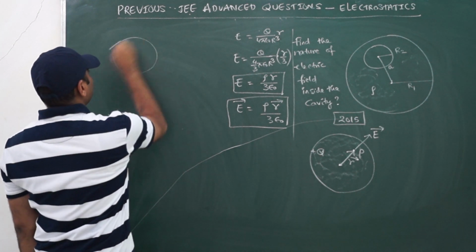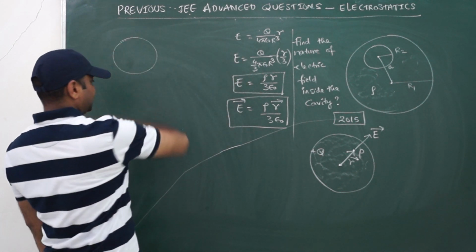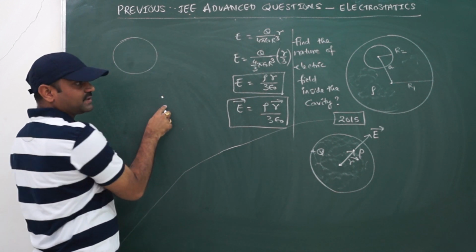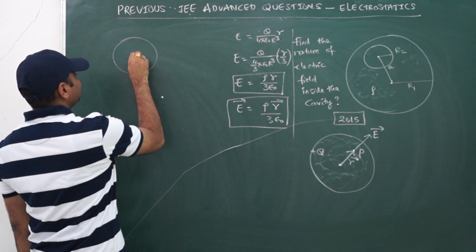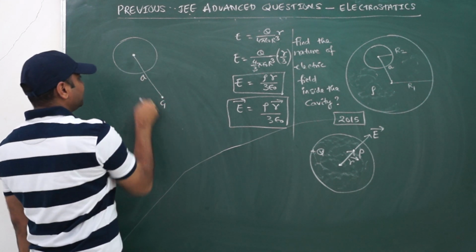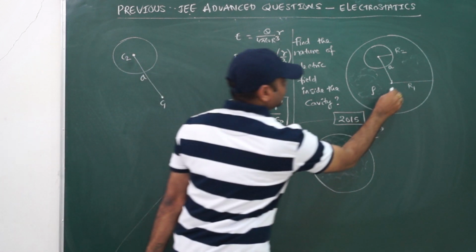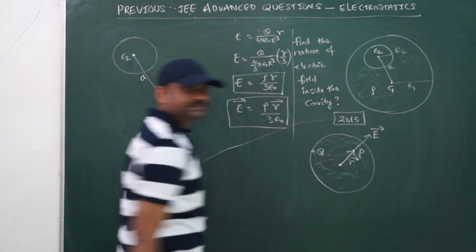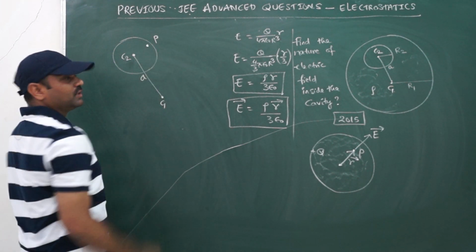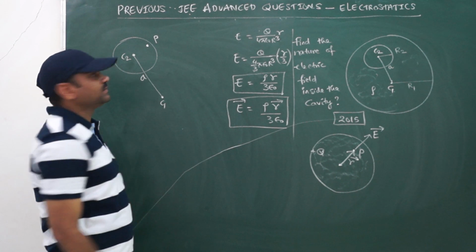So this is the cavity, suppose. Okay, so you can take this as a complete sphere. Now I'm not drawing the complete sphere. This is the center of the sphere, and this is the center of the cavity. So the distance between those two centers I'm taking as A, which are C1 and C2. For example, this is C1 and this is C2. Okay. Now randomly I'm taking one point P where I want to find the field inside the cavity.